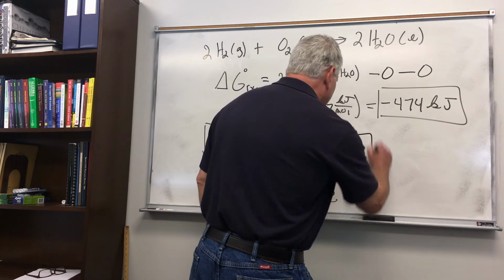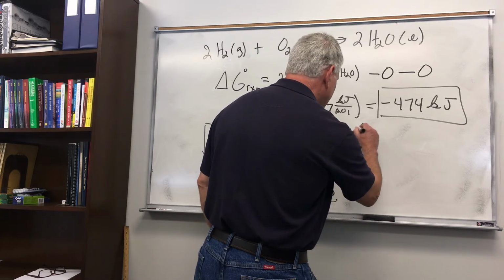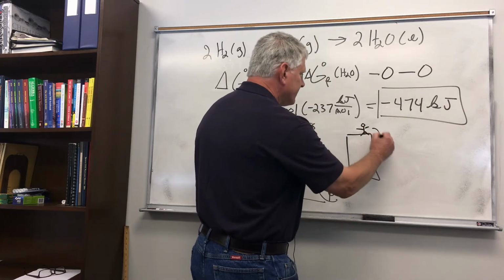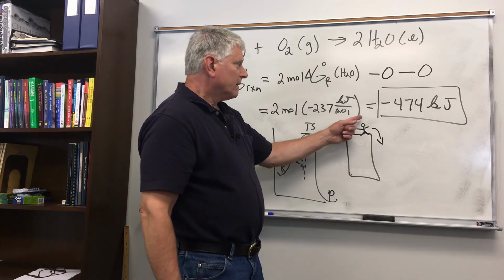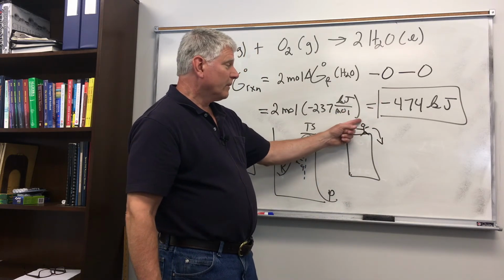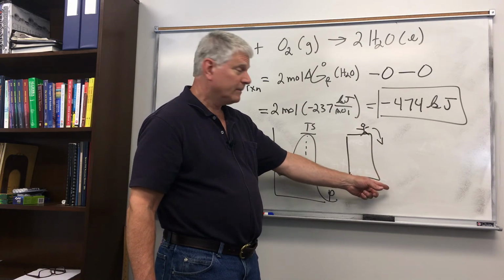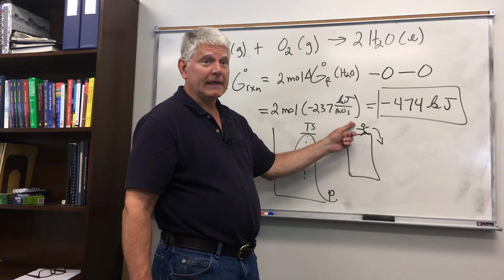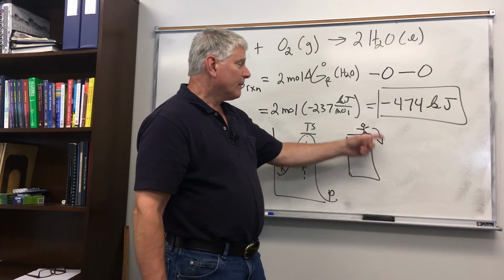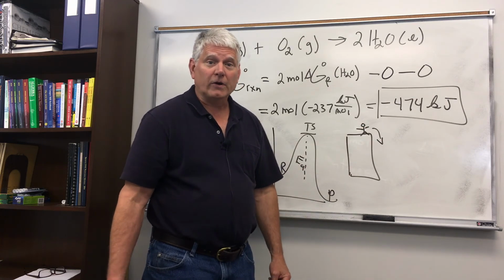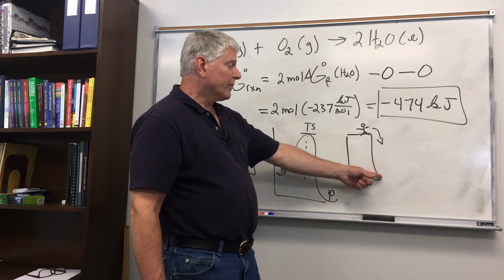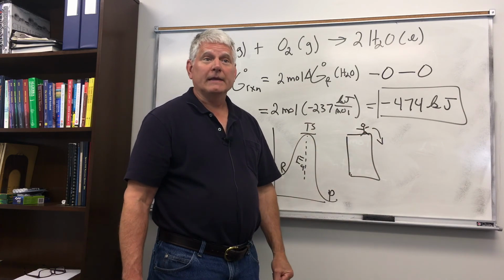If I'm on a building, spontaneity just tells me that the sign of delta G would tell me which direction is spontaneous. Me falling is spontaneous, me flying up is not spontaneous. And if I never step off the building, the reaction never occurs. It just tells me which direction would be spontaneous if I did.